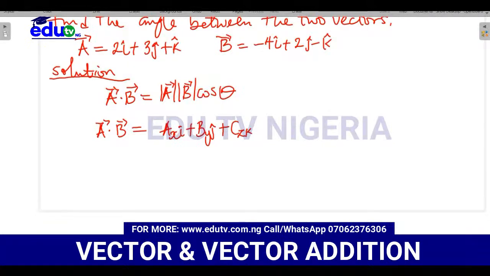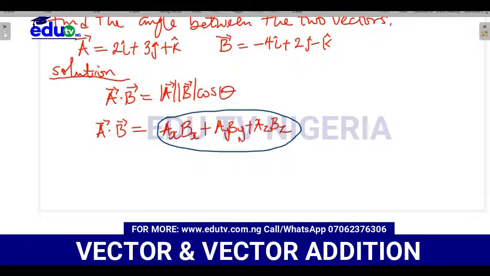Oh, sorry, don't do it that way. We don't need to go through that one because it's going to take a long time, a long process. So definitely we have A x B x, and the next one we have A y B y plus A z B z. So that is just the expression of that. We can now use this expression to represent this one.